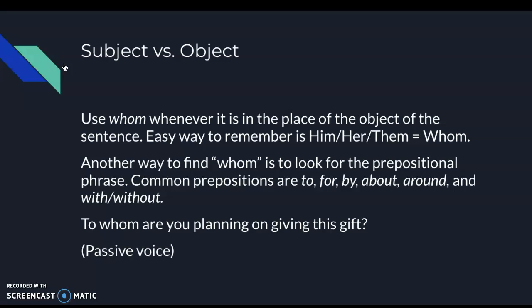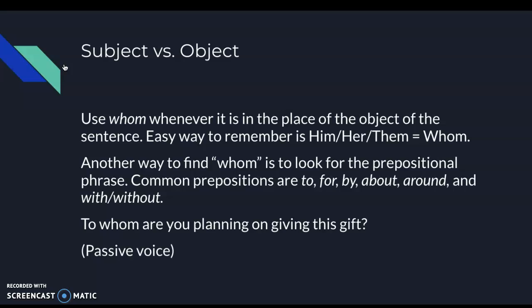Another way to find whom is to look for the prepositional phrase. The preposition. Common prepositions are to, for, by, about, around, and with, without. Those are just some common ones. There are a lot more. So for example, to whom are you planning on giving this gift? Now this, of course, is in passive voice, but still, it works. To whom are you planning on giving this gift? You wouldn't say, who are you planning on giving this gift to? Even though we say that a lot, it's not grammatically correct because you're ending the sentence with a preposition. So it would technically be, to whom are you planning on giving this gift?